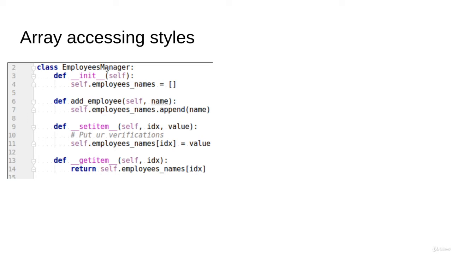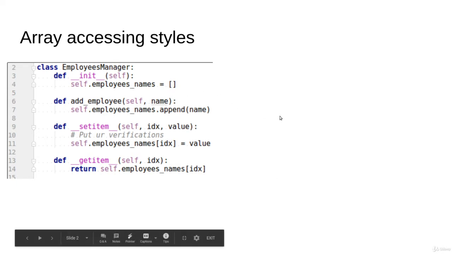We have some employees manager, and it has internally a list of employees that he is managing. And then we have a function that is adding an employee. It takes a name and just appends it to the list. So far so good. But what if we would like to access this object to get the ith object?